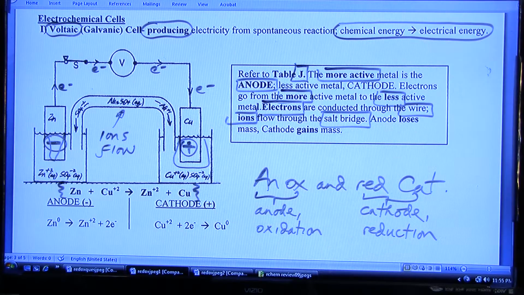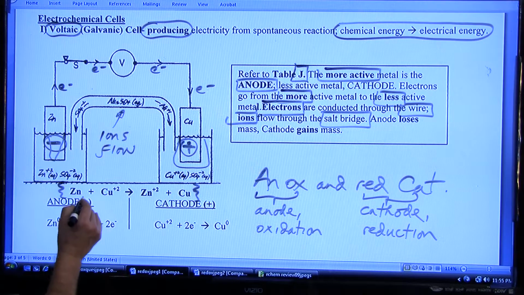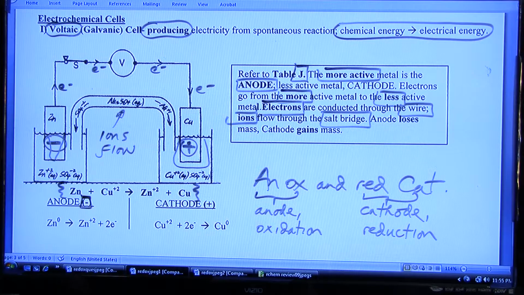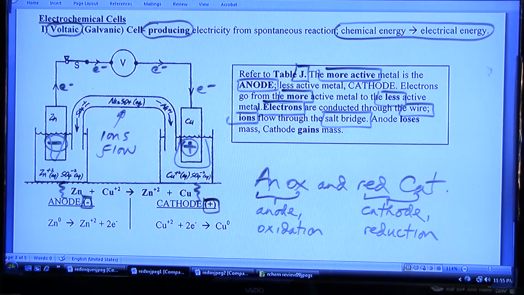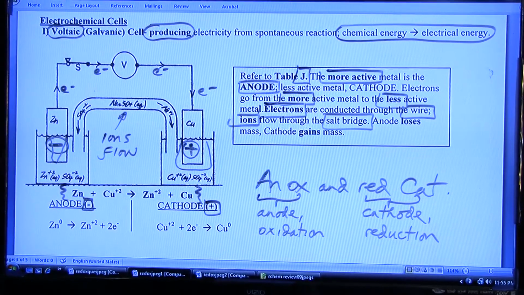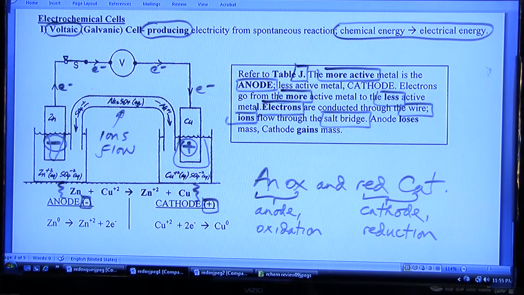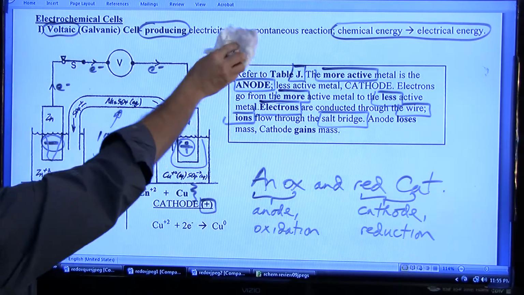So again, in the voltaic, notice the anode is negative. In the voltaic again, the cathode is positive. All right, and we'll do some problems with this as soon as we walk through the electrolytic cell.